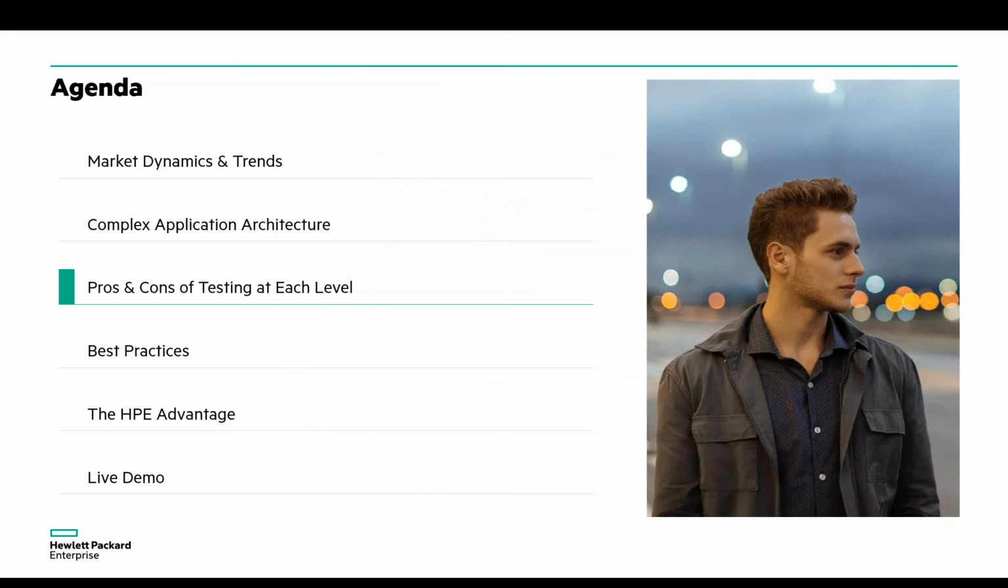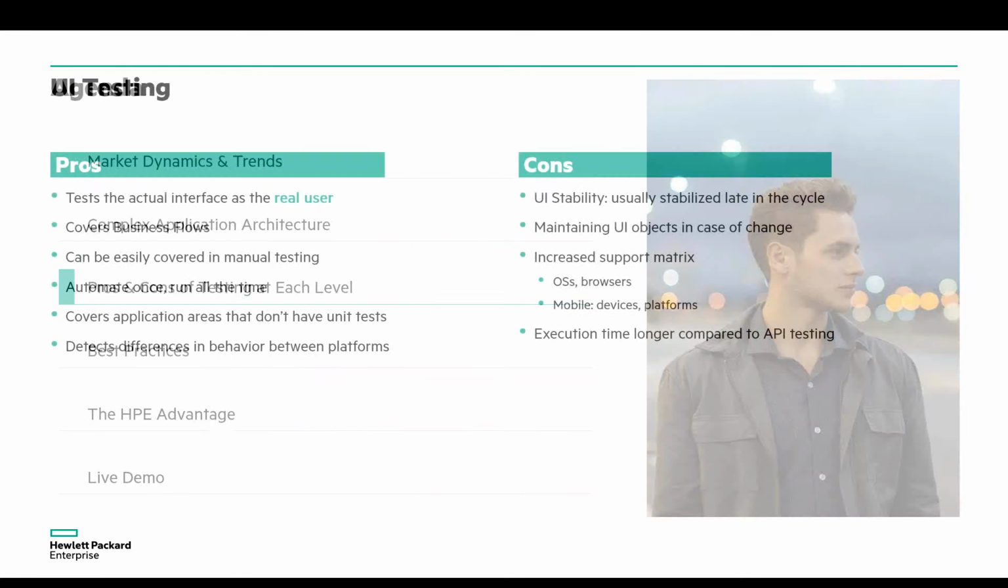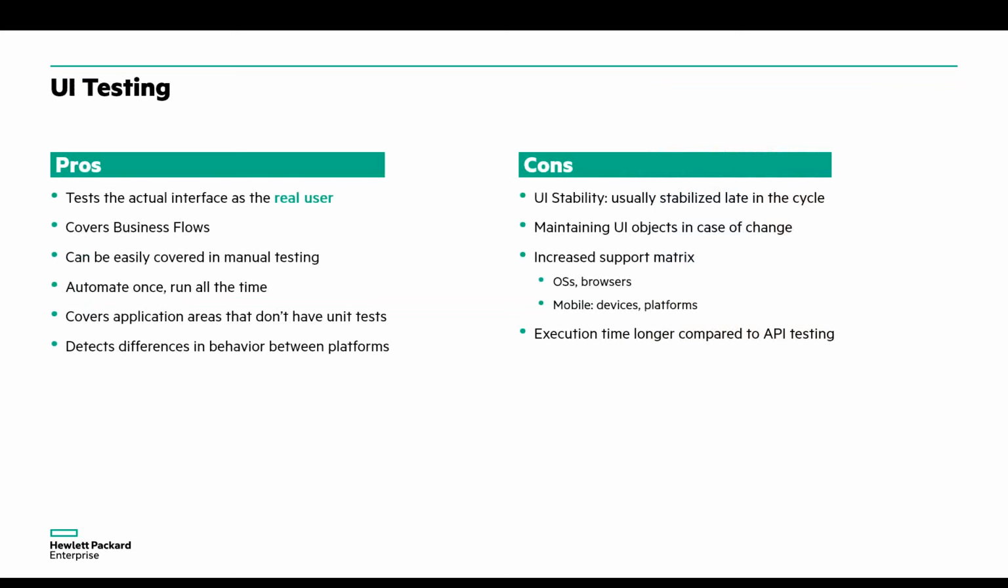We'll now go over the different testing layers and the pros and cons of each one of them. So, UI testing, which is the most common and most straightforward. The pros: you are testing the actual interface as the real user. You are covering the real business flows. You can easily cover it in a manual testing session. You don't need any preparation other than preparing your application to be tested.